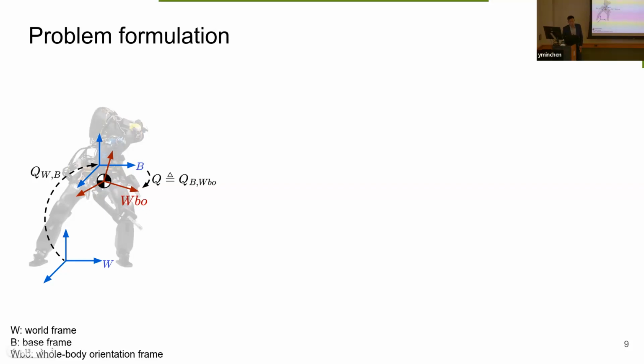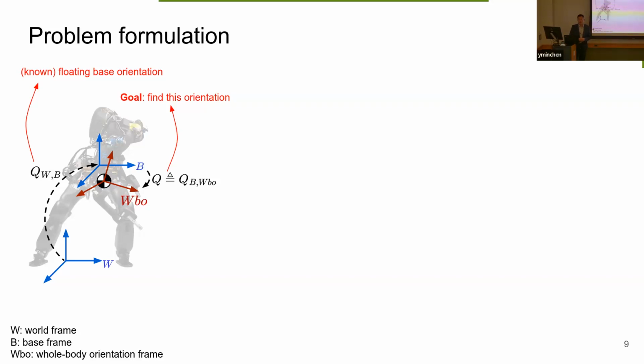I already showed you the WBO frame and the world frame. Here I also visualize the frame B, which is the frame of the base. Q_WB is the base orientation relative to the world. This we already know. We can measure or estimate this using an IMU, for example. And our goal is to find the orientation of the WBO frame relative to the base.